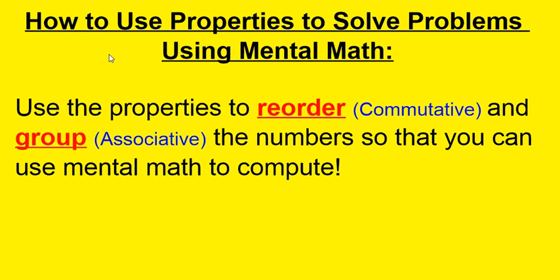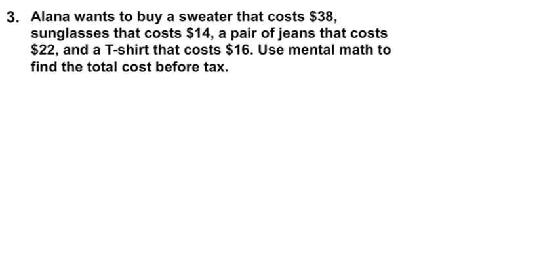How to use properties to solve problems using mental math. So what you're going to do is use the properties to reorder, which is the commutative property, and group, which is the associative property, the numbers so that you can use mental math to compute. Our goal is to basically group numbers that are easy for mental math. And I'm just going to do some examples with you.